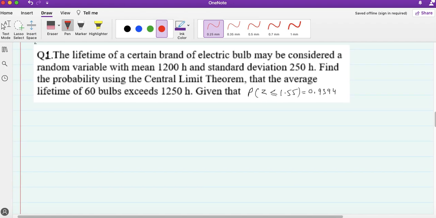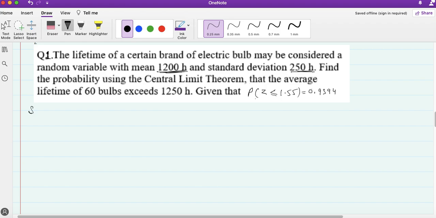Let's see the first example. Here the example is: the lifetime of a certain brand of electric bulb may be considered as a random variable with mean 1200 hours, standard deviation 250 hours. Find the probability using the CLT, Central Limit Theorem, that the average lifetime of 60 bulbs exceeds 1250. They have given us all the probability values, because if the table is not available and the probability information is available, we can utilize it. So let us begin with the question.